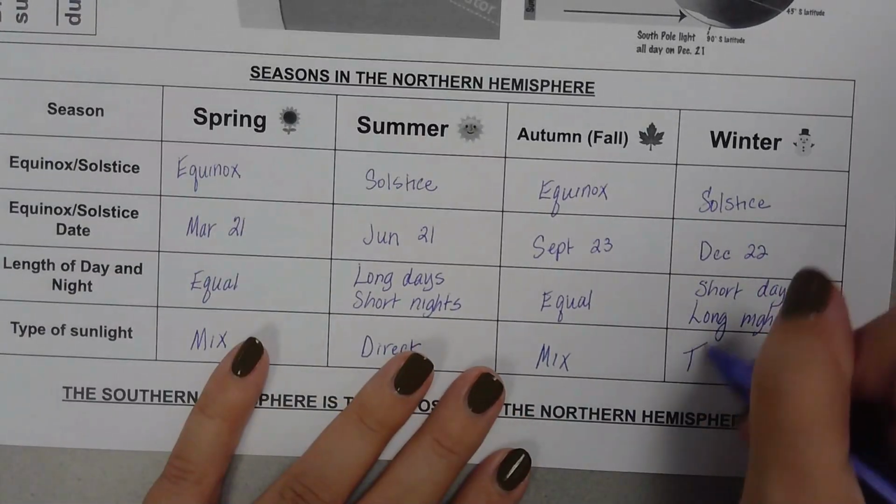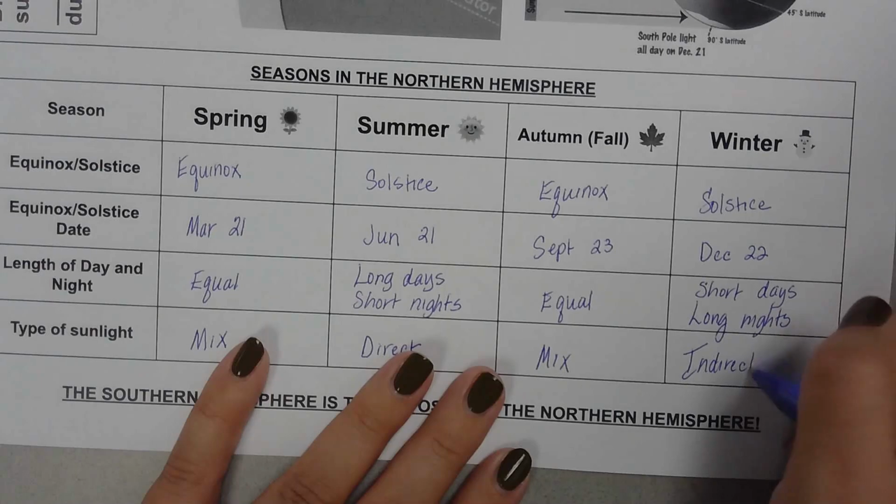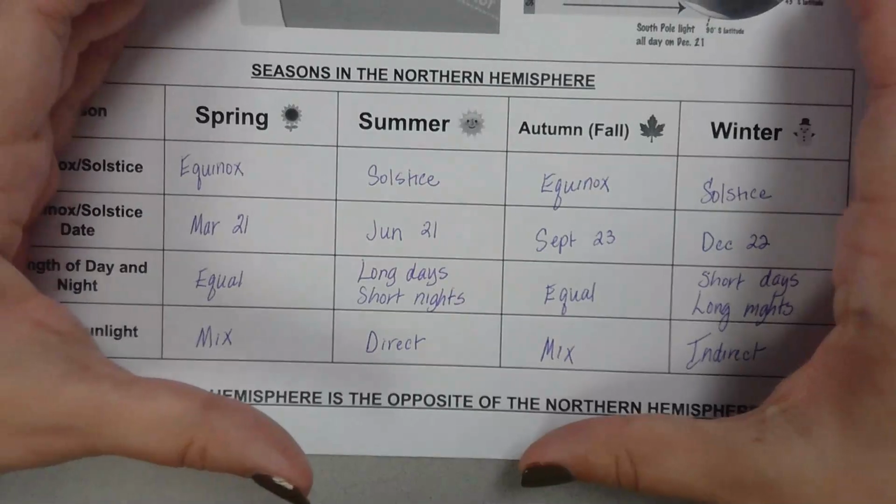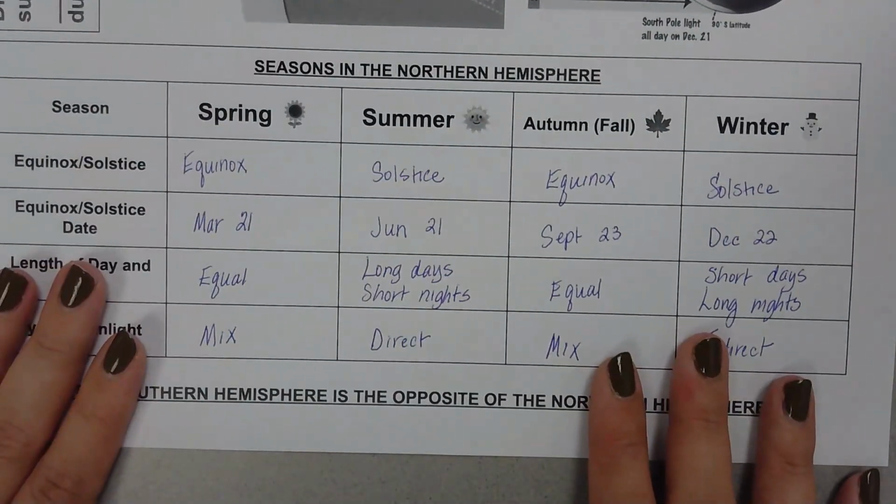And then finally, we have mostly indirect light, where the light is diffuse. It's spread out over a large area and it's much cooler.